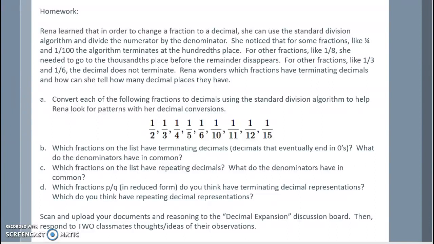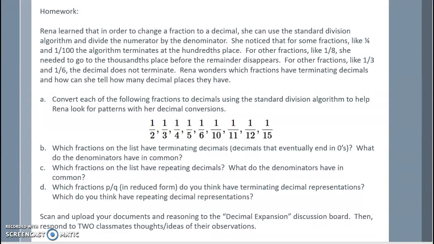Convert each of the following unit fractions to decimals using the standard division algorithm to help Raina look for patterns with her decimal conversions. Which fractions on the list have terminating decimals, decimals that eventually end in zeros? What do the denominators have in common? Which fractions on the list have repeating decimals? What do those denominators have in common?